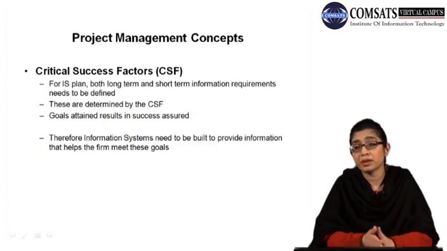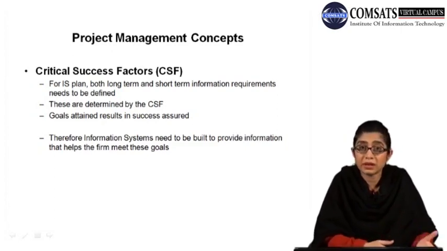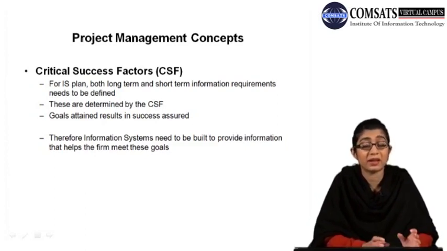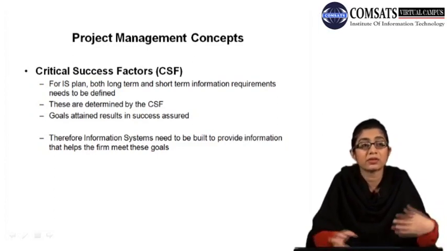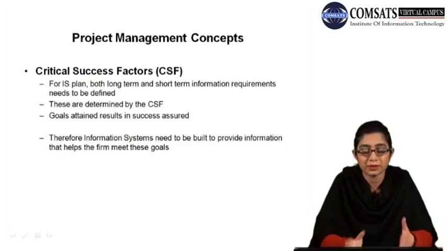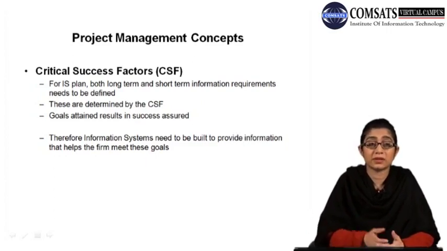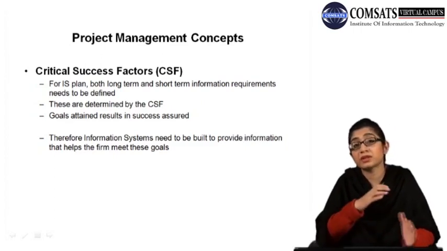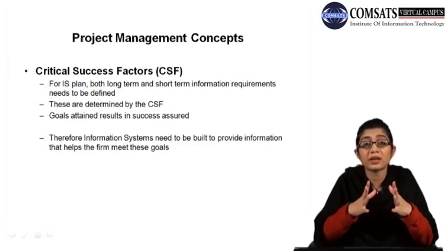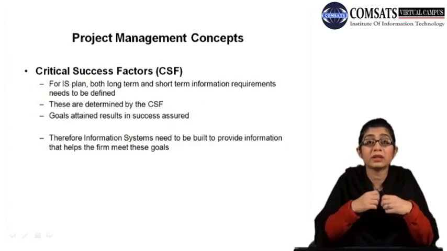Right. For example, for automobile companies, if they want to add value or achieve a competitive edge, then they're going to consider the styling, the quality, as well as the cost. That is, they give a better quality at not much cost. So they're going to have these kinds of success factors to achieve a certain competitive edge. Therefore, information systems basically need to be built to provide information that helps the firm meet these goals.